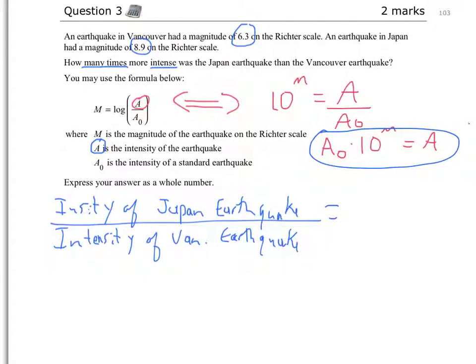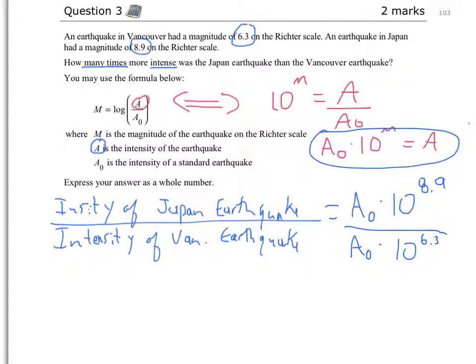Well, we don't know A0, which is unfortunate, but we do know the magnitude of the Japan earthquake, so we can substitute in 10 to the power of 8.9. Now we're dividing by that, so we've got to use this formula again, except this time it describes the intensity of the Vancouver earthquake. So it's still A0, but it's 10 to the power of 6.3.